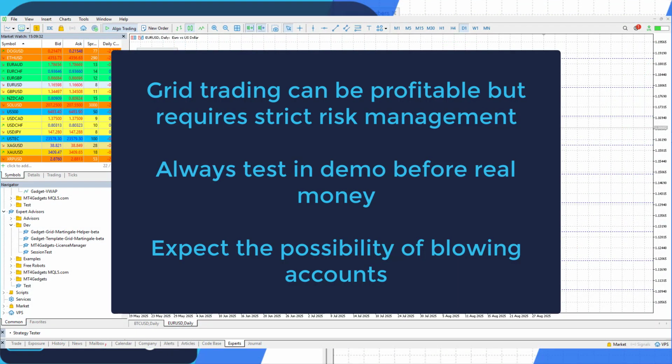Grid trading can be profitable but risky, and it needs to be considered very carefully and tested thoroughly before applied to real money.